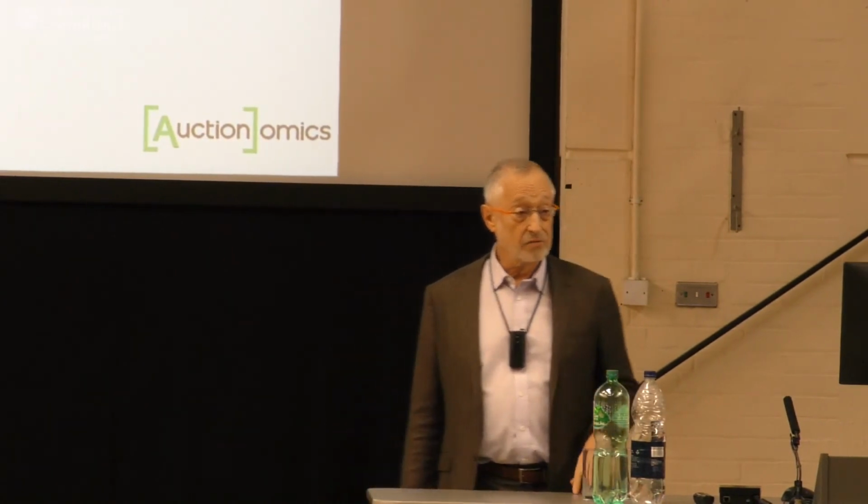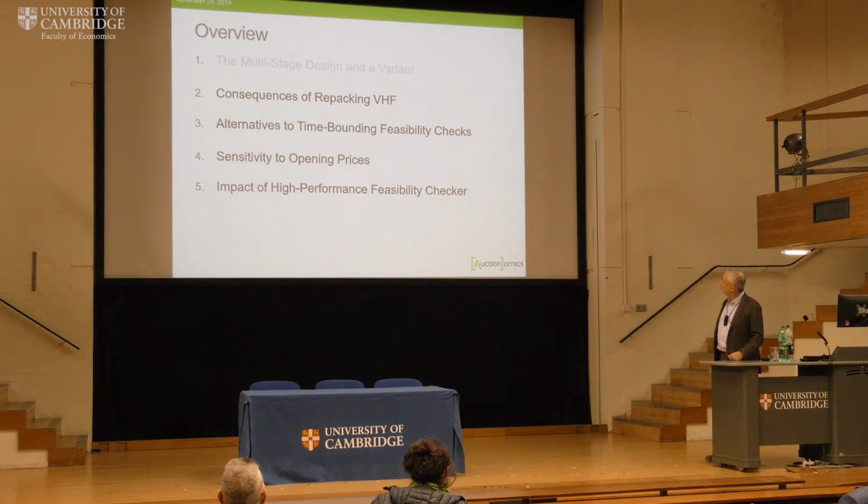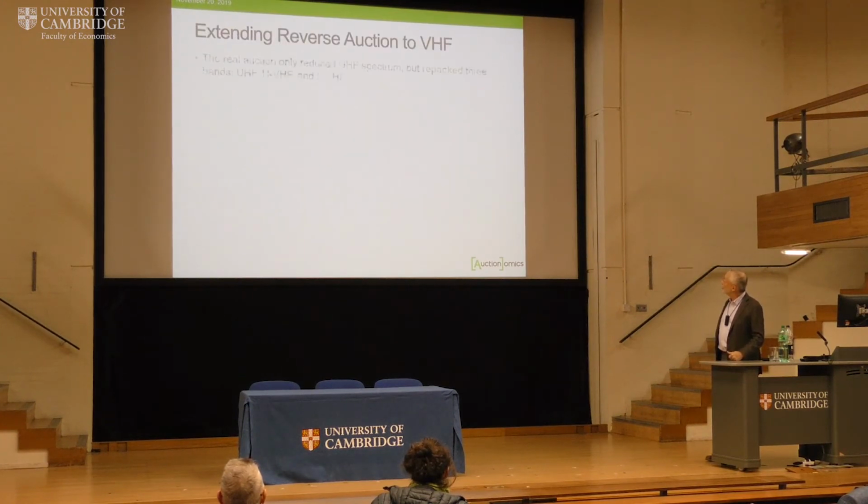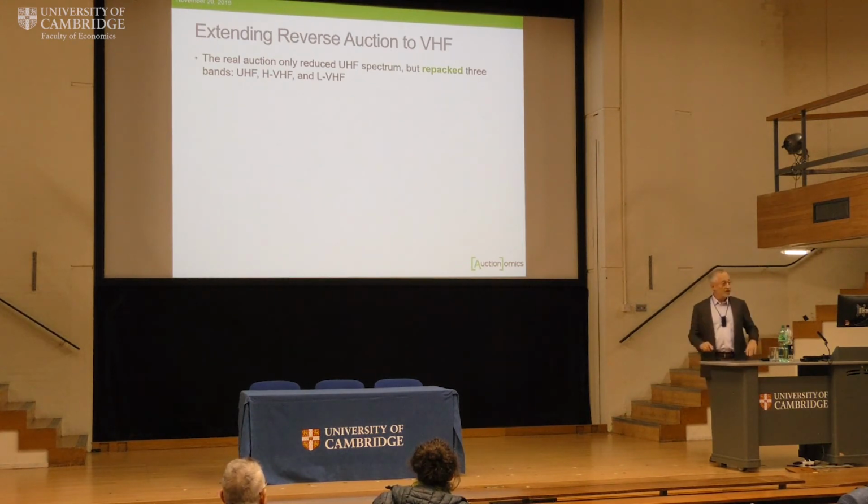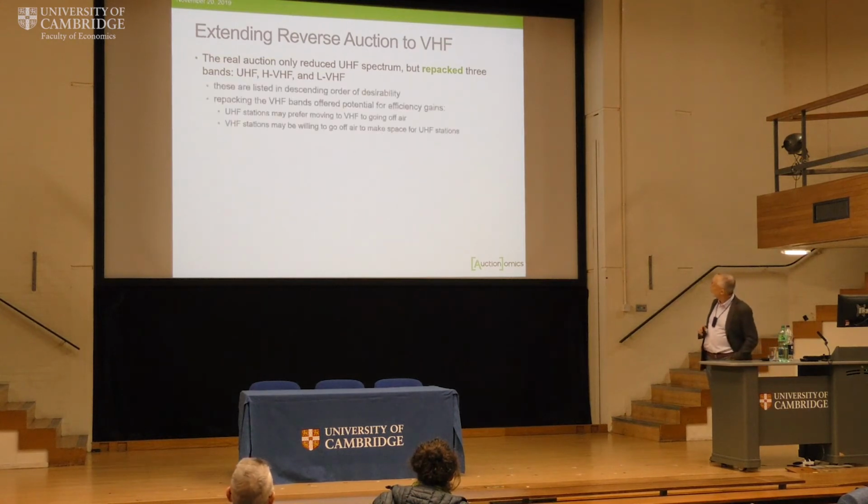We pay them something and they move to a VHF station, and we don't have to pay the full price of buying the station. And so the real auction only reduced the amount of UHF spectrum available, but it repacked the UHF band, and it also repacked 2 VHF bands, the high VHF band and the low VHF band. And I won't get into the distinction between them, but it repacked 2 parts of the VHF band.